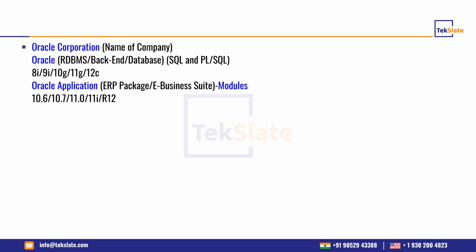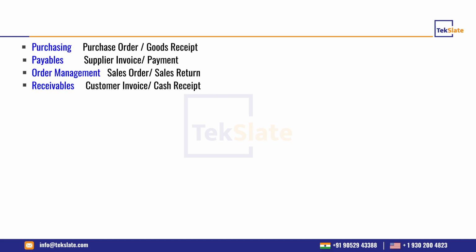Quite often, many students ask me, what is the difference between Oracle and Oracle application? Oracle, I told you just now, is a database backend, and SQL, PLSQL would be there in the Oracle. Now coming to Oracle application, it consists of various modules. Modules like purchasing, payables, order management, receivables. More than 200, 300 modules are there. I won't be able to put the list here. I'm just taking 4 modules as an example.